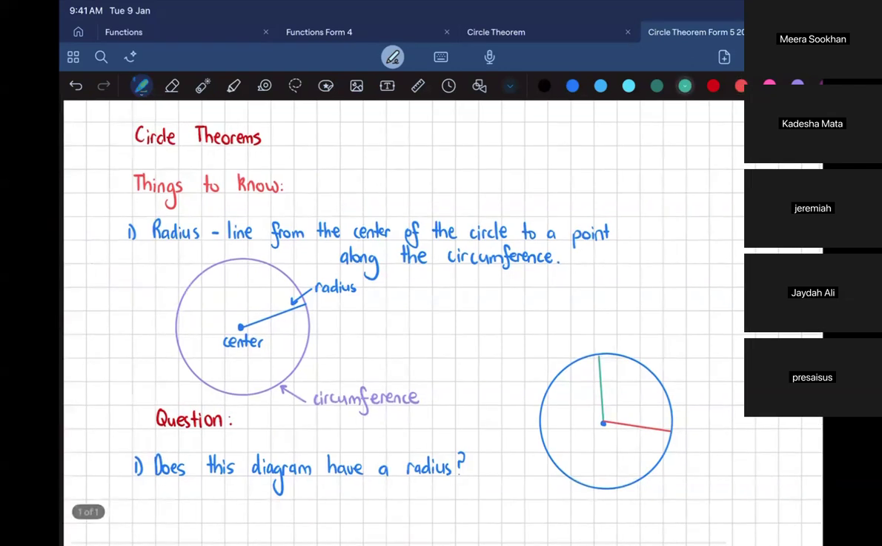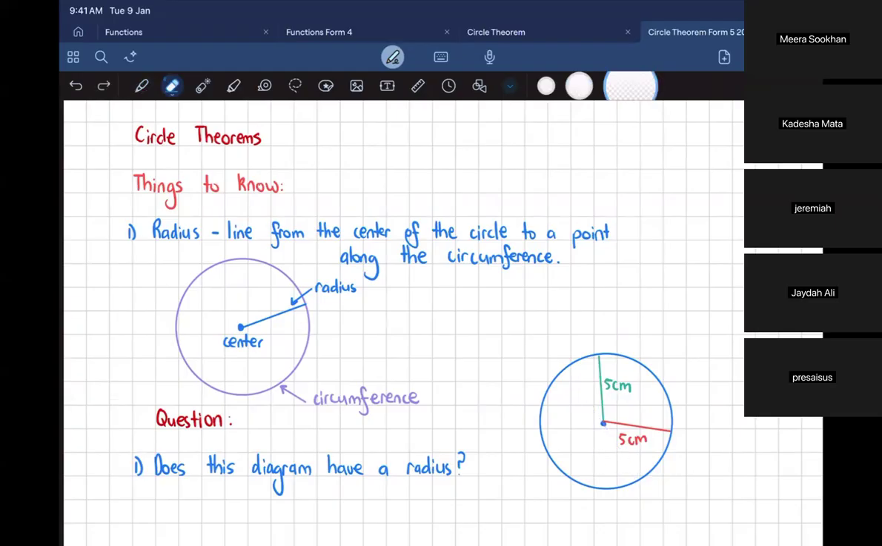So somebody tell me, if this was 5 centimeters, what would this length over here be? Fast. 5 centimeters. Great. If I were to draw a diameter, what would be the length of the diameter? 10 centimeters. Great, because the diameter is just 2 times the radius.